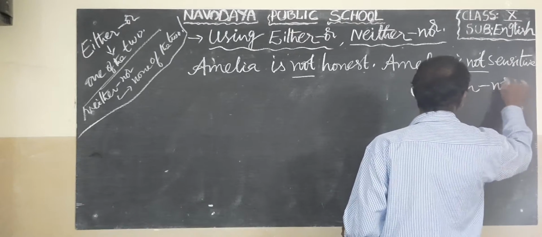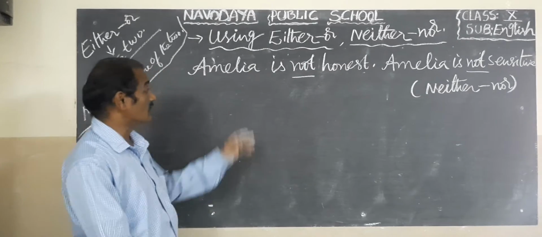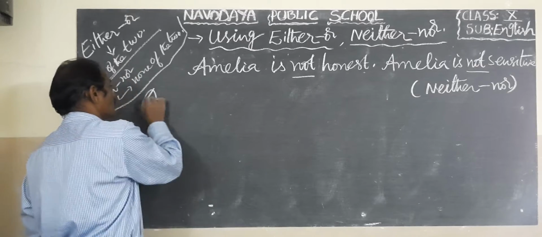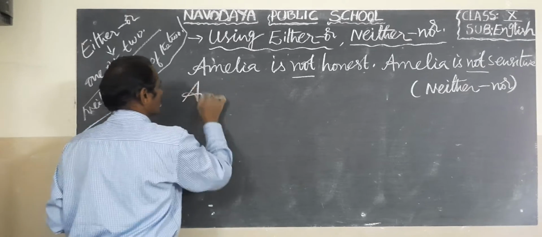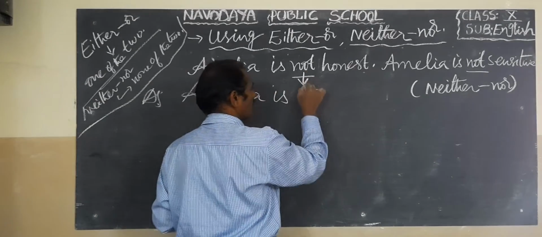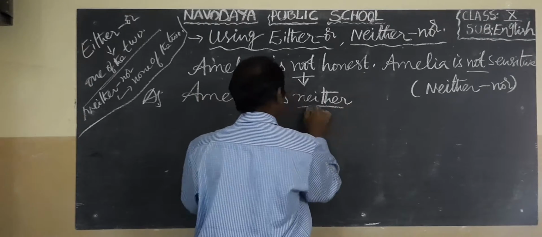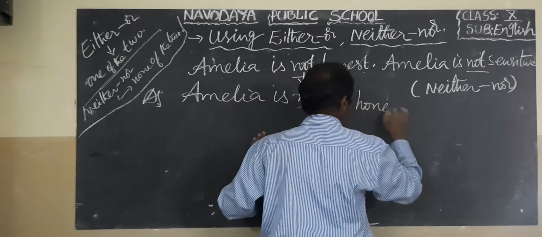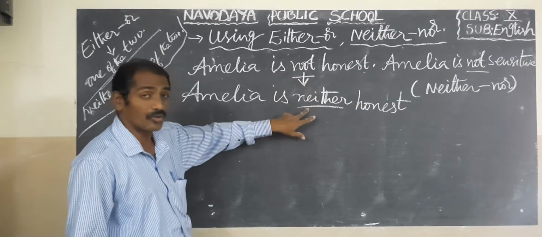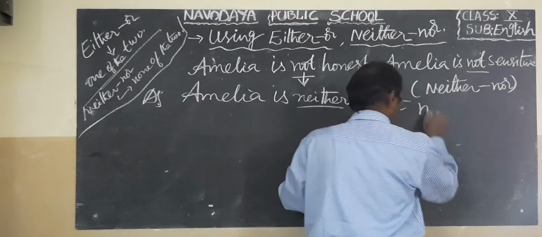I already told you neither nor means none of the two. Negative sense we should use here. Subjects are same, so answer C, children. Amelia is, you should write here neither in the place of not. So Amelia is neither honest nor.